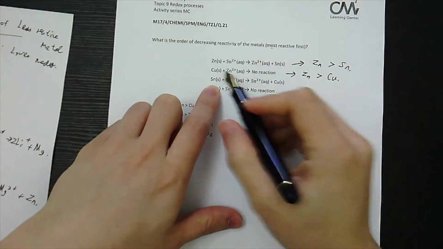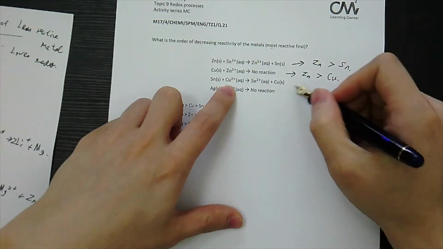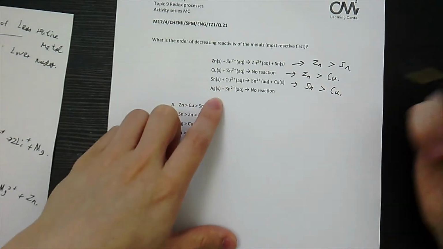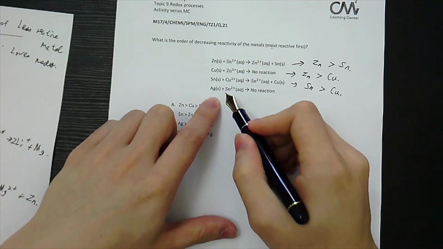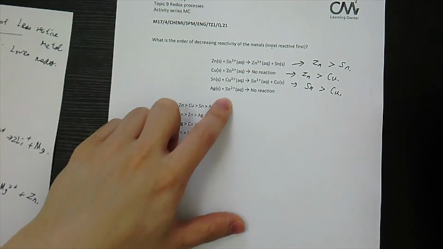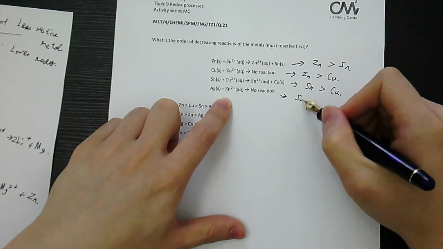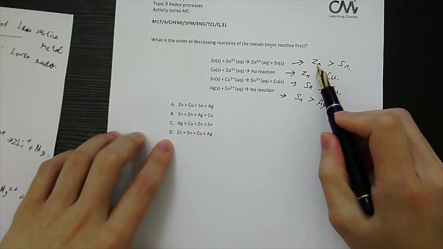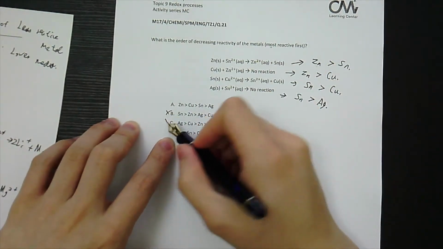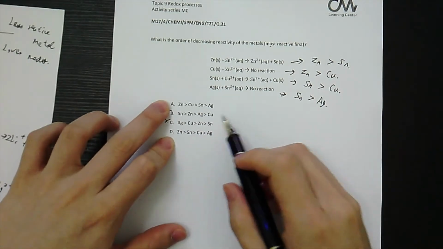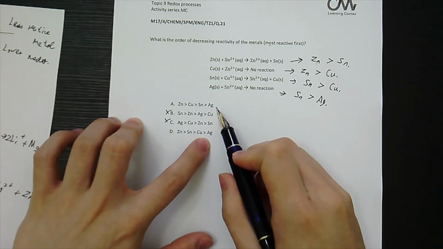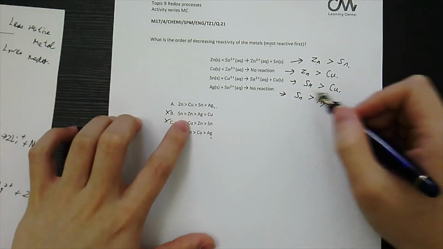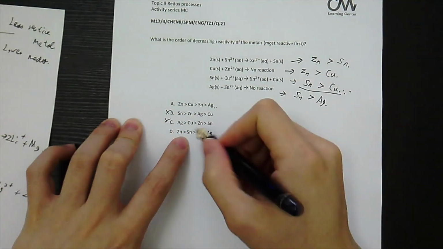The third one, tin can reduce the copper 2 ion. So we can conclude that tin is more reactive than copper. The last one, silver cannot reduce the tin ion, right? So that means we can conclude that tin is more reactive than silver. So zinc is the most reactive, so not B and not C. And then tin and silver. Silver is the least reactive metal. And tin is more reactive than copper, so it's D.